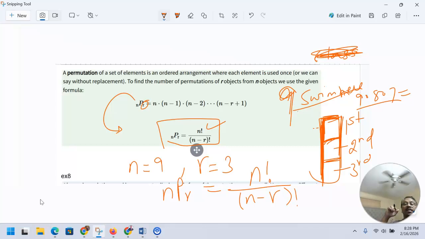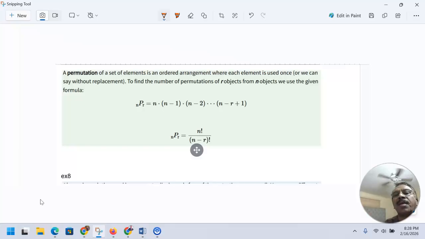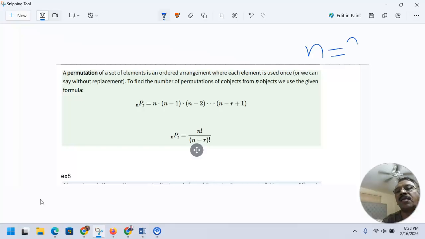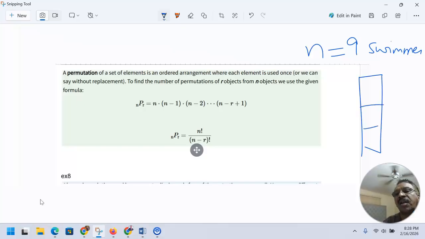Now, when you do this, let's really get this. What I'm talking about is you have to understand this. Let's do this swimmers problem because there were 9 swimmers. Remember, n is 9 swimmers, and you need to see how many different ways can they win first, second, and third. So we saw that the R is 3. So if I want to apply this formula, it is 9P3.